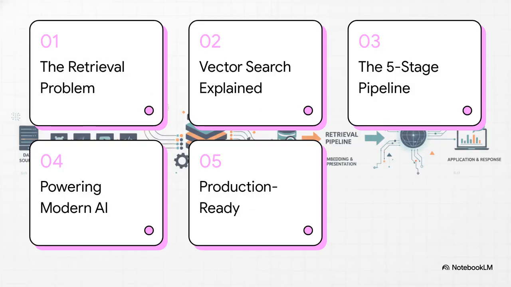So here's our game plan for today. We'll kick things off by really defining the retrieval problem. Then we'll get into what vector search actually is. The main event, though, is the 5-stage pipeline. That's our architectural blueprint. After we've built that, we'll see how it powers modern AI through RAG, and finally, we'll talk about what it really takes to make these things production ready.